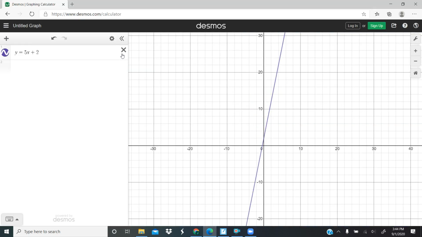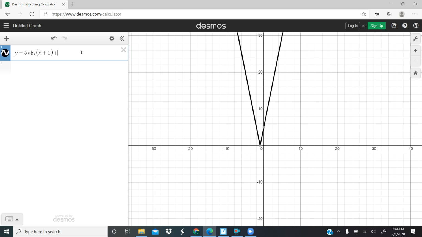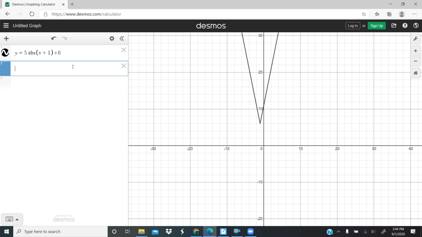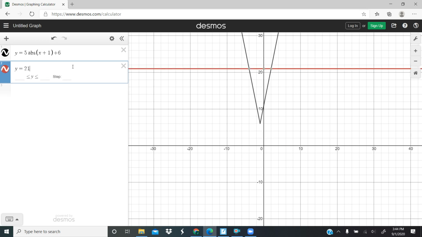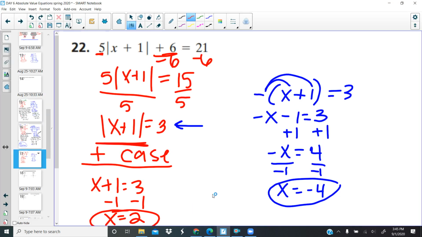So I'm going to clear out what I had in Desmos. And on the left-hand side, I have 5 times the absolute value of x plus 1, and then plus 6 on the outside. And on the right-hand side, I had y equals 21. And so then I just check these intersections, and I see that one of them is where x equals negative 4, and the other is where x equals 2. So that means that both of these solutions must have worked. So your solutions to this problem would be x equals 2 and x equals negative 4.